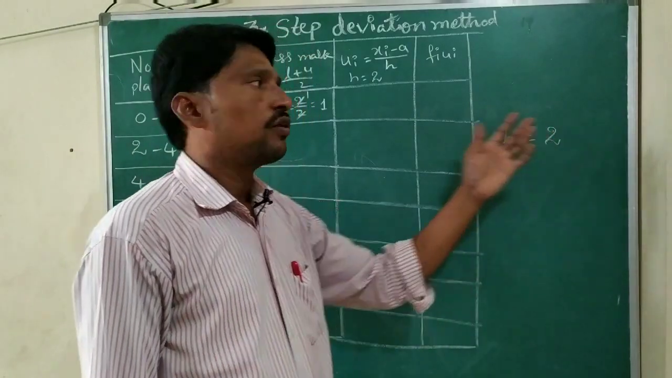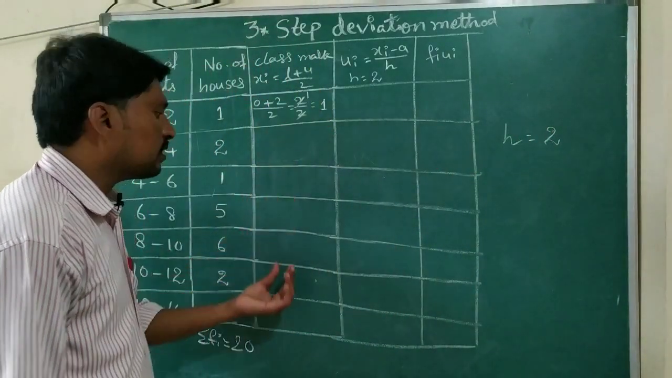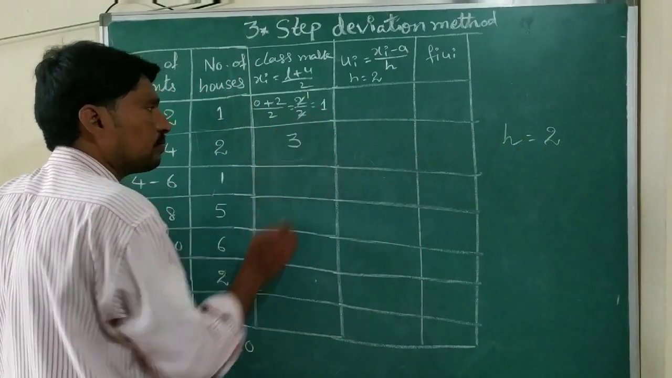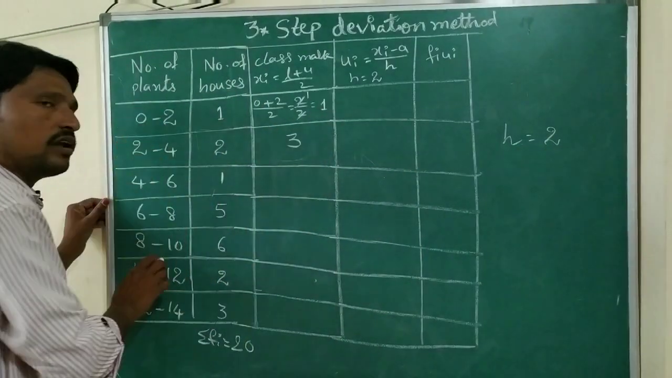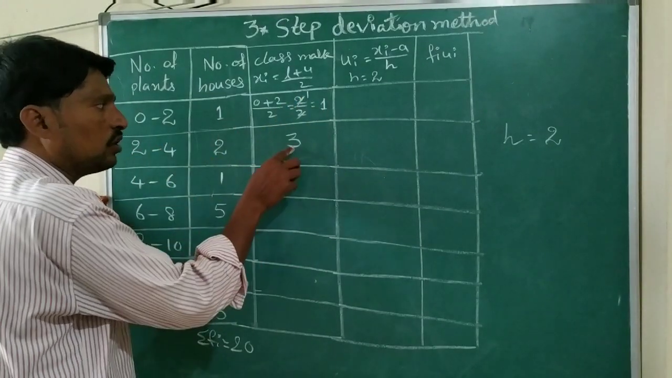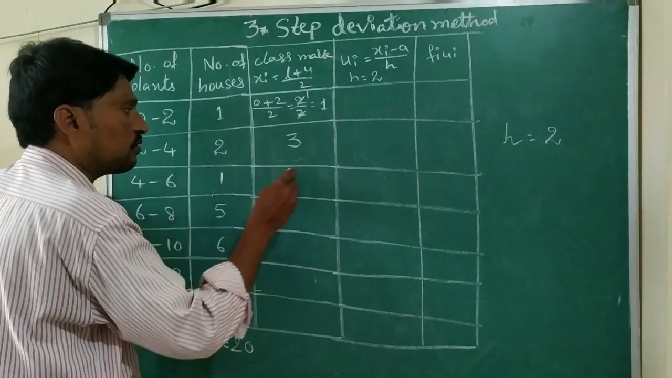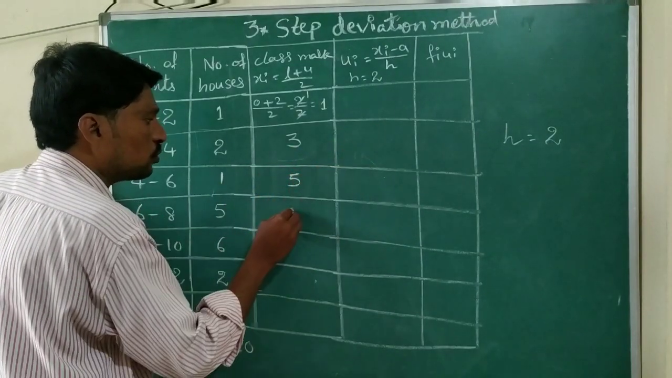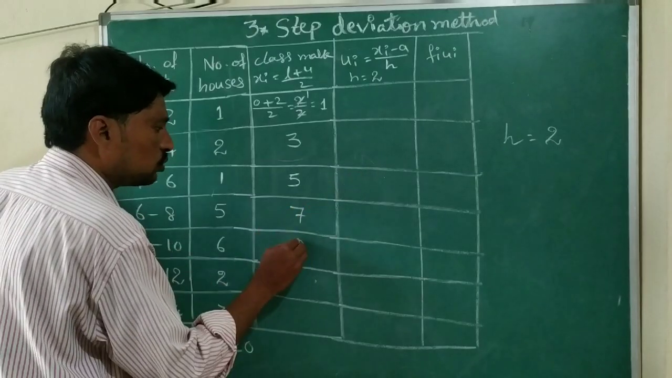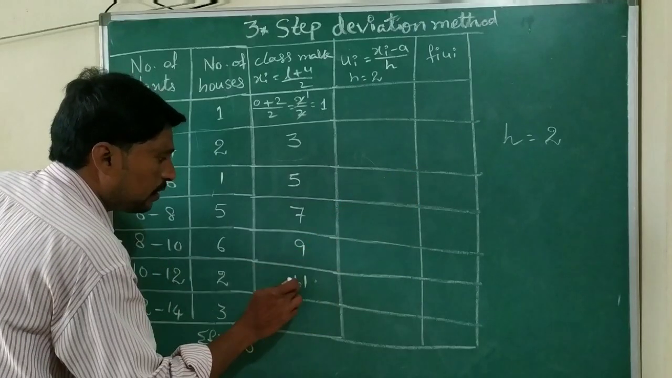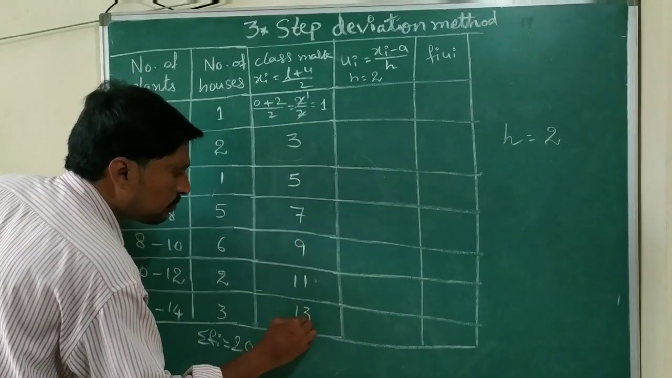To get the next class marks, we add the height of the class to the class mark. 1 plus 2, that value is 3. The size of the class, or height of the class, added gives the next class mark. 3 plus 2 is 5. 5 plus 2 is 7. 7 plus 2 is 9. 9 plus 2 is 11. 11 plus 2 is 13.